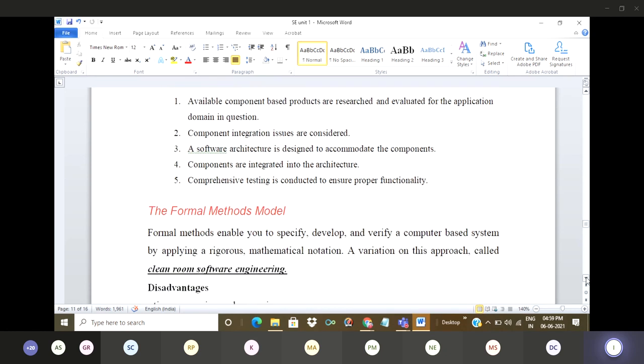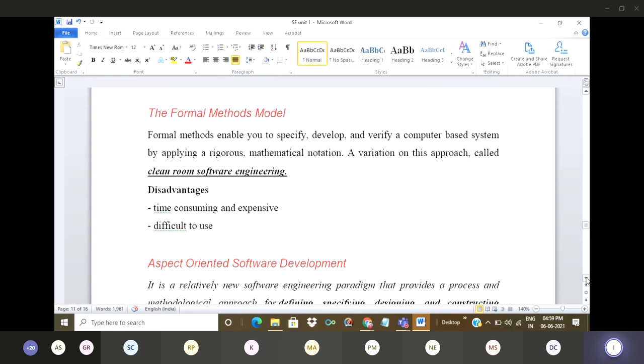The next is formal method models. The formal method model enables you to specify, develop, and verify a computer-based system by applying rigorous mathematical notation. The formal method model is also known as cleanroom software engineering. It has a couple of disadvantages: it is time consuming, expensive, and difficult to use.